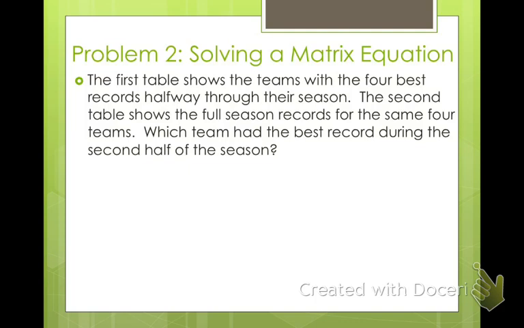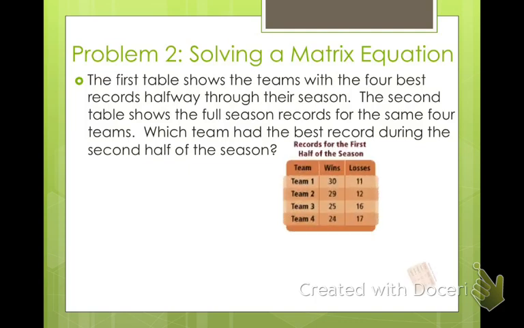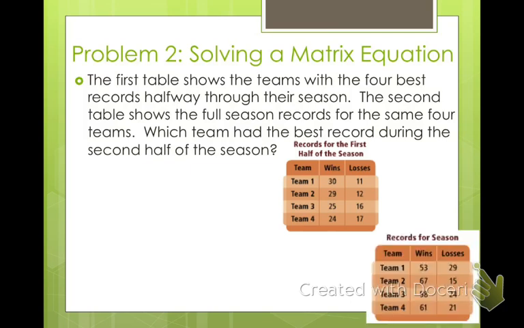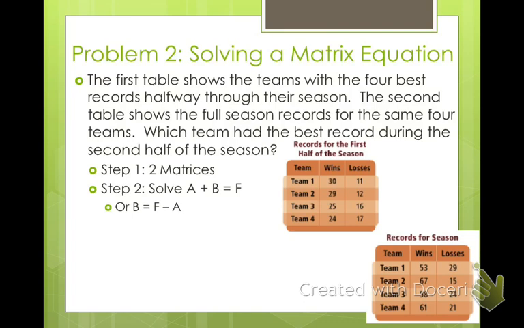Alright, if we were to solve an equation, the first table shows the teams with the 4 best records halfway through their season, and the second table shows the full season records for the same 4 teams. Which team had the best record during the second half of the season? So here you go, there's the first half, and there's the second half for each one of the teams. So we have our two matrices. Now we need to solve. If we take A plus B, we can find what our F is, what our season is. Or we can find B by doing F minus A.